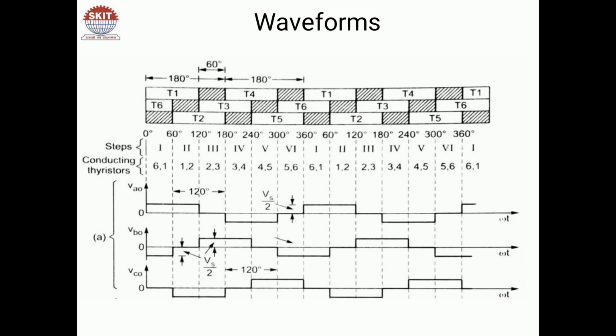Now from 60 to 120 degree, phase voltage VA0 is the same, plus Vs by 2, VB0 is 0, and VC0 is minus Vs by 2 during 60 to 120 degree, and plot these voltages.